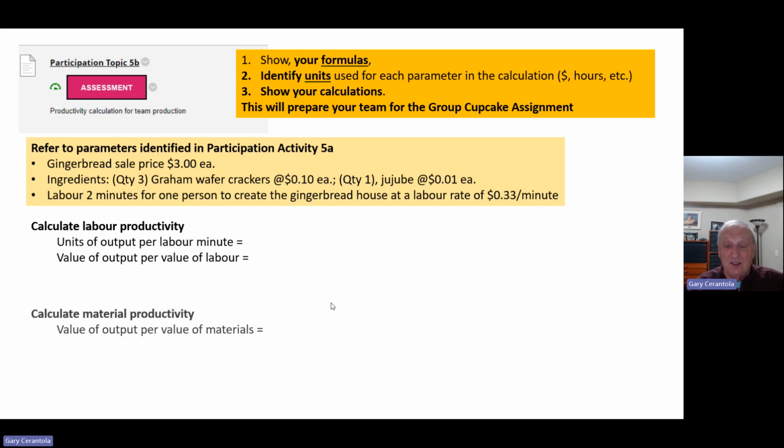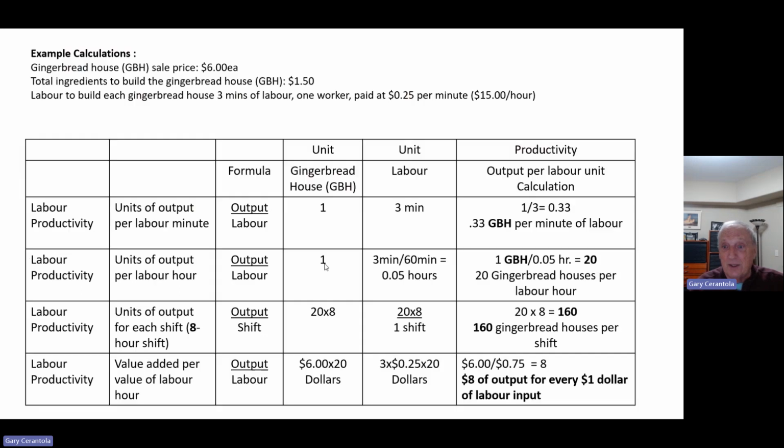Now, I thought maybe, okay, is that a little complicated? All right, so let's take a look at another example. So I created my own example, a little more sophisticated gingerbread house. So I'm saying I'm going to charge $6 each, and there are going to be a few more ingredients in this $6 unit, for a total of $1.50. And the labor to build each of those $6 gingerbread houses will be 3 minutes of labor, one worker, paid at 25 cents per minute, which is roughly 15 dollars an hour.